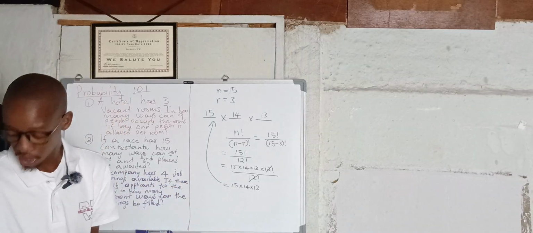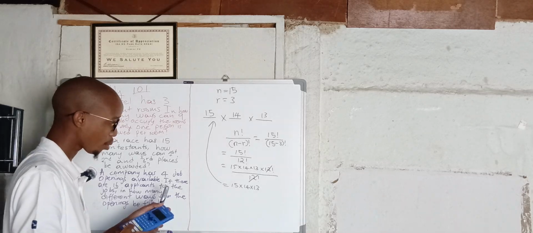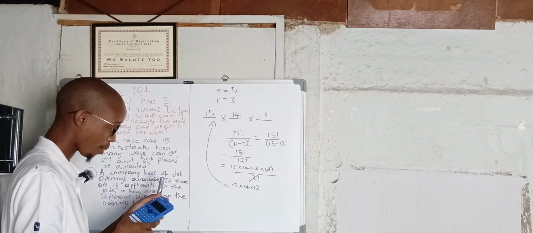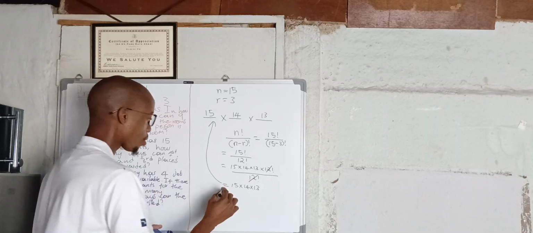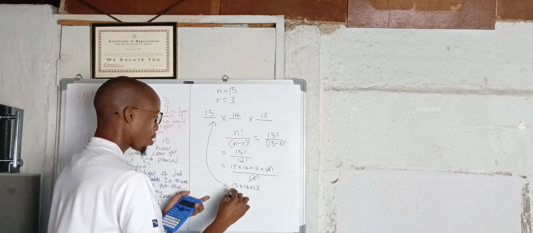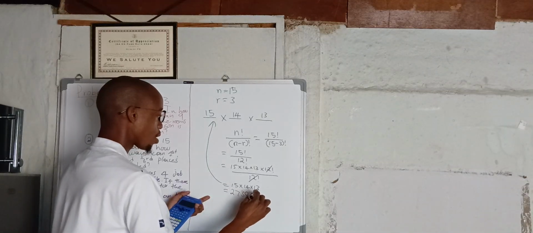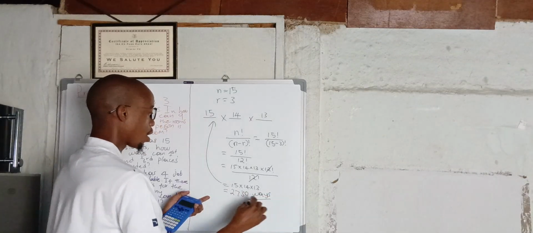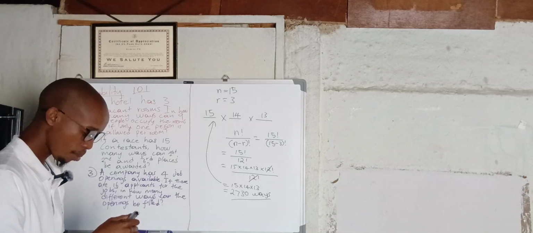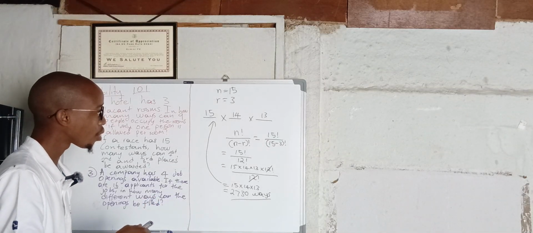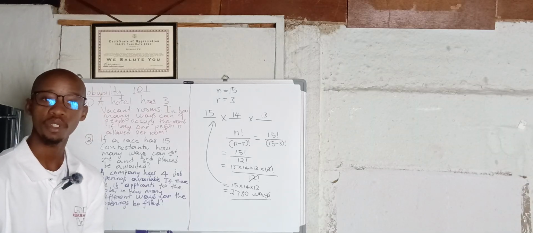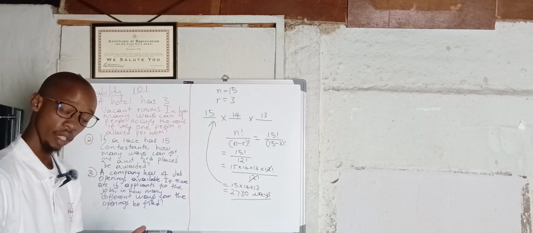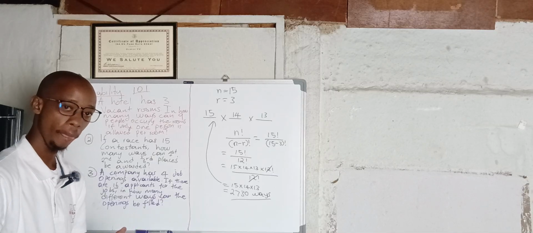Now let's use a calculator to get to the final answer. 15 multiplied by 14 multiplied by 13 is 2,730, which is 2,730 ways in which 15 people can be arranged, or chances of them winning this particular coming position 1, 2, or 3. And I hope it makes sense.